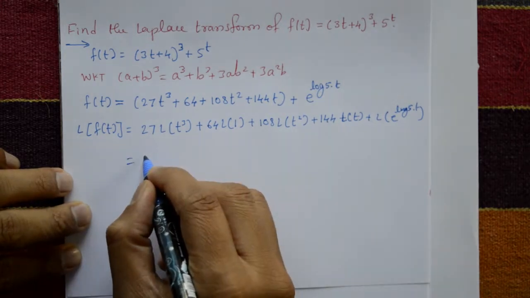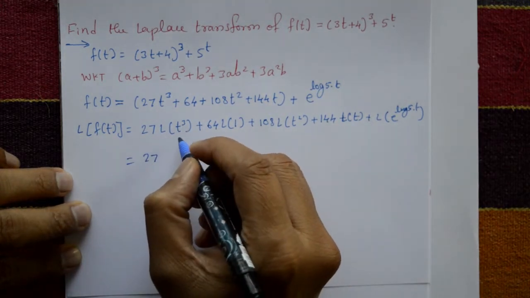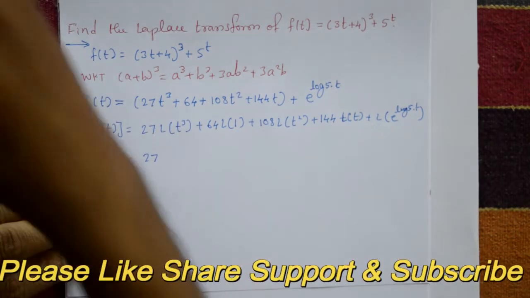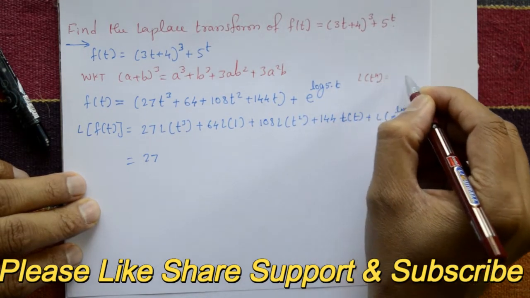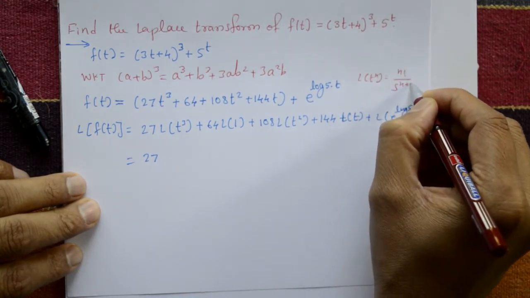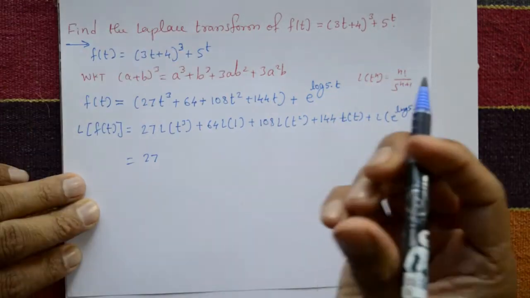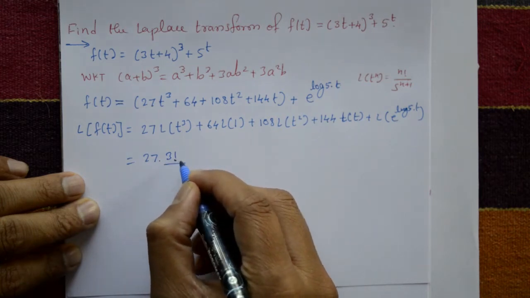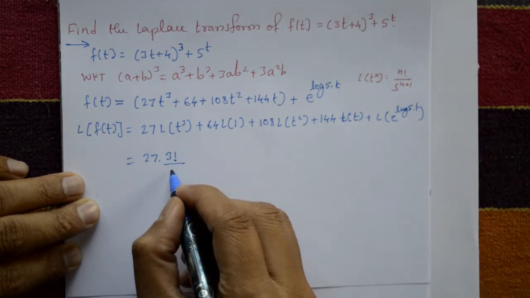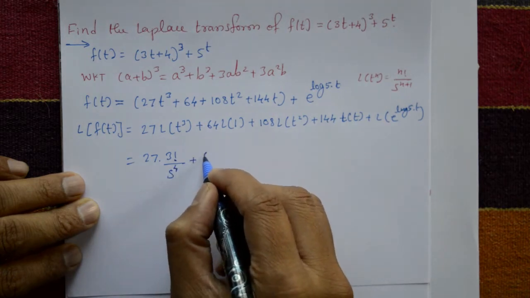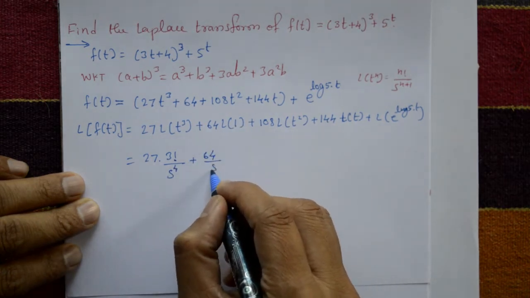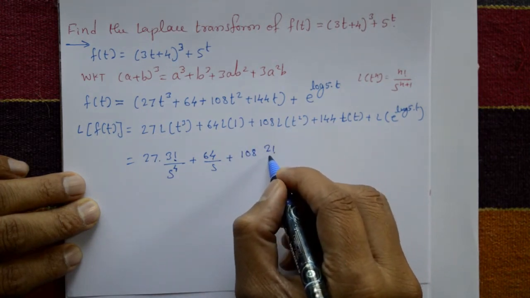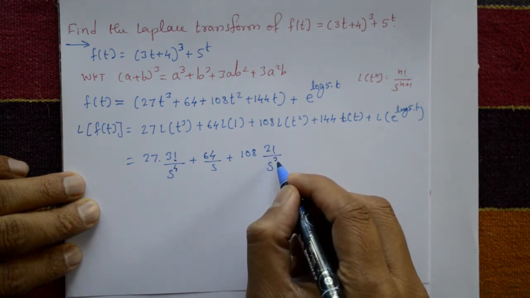Okay, now t raised to n, using the formula: Laplace of t raised to n, where n is a positive integer, is n factorial upon s raised to n plus 1. Use this formula: 27 into 3 factorial by s raised to n plus 1, n means 3, 3 plus 1 is 4, s raised to 4, plus 64 Laplace of 1 is 1 upon s, plus 108 Laplace of t square, 2 factorial upon s raised to n plus 1, which is s cube.